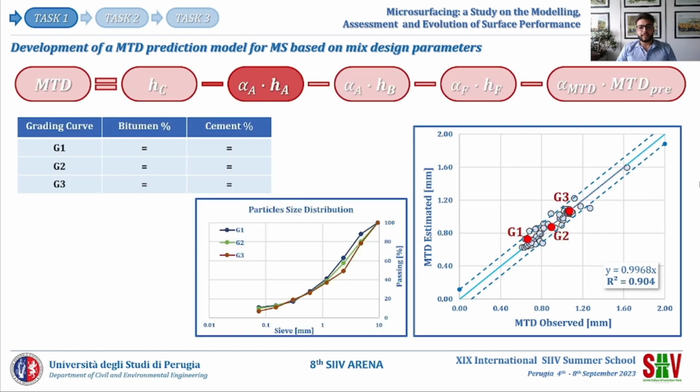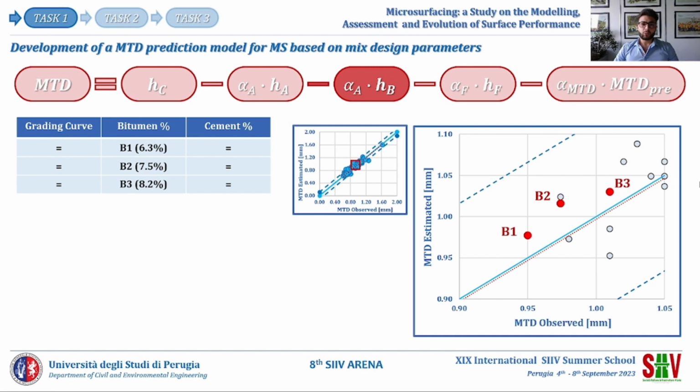Here I provide an example of how the model works. Among the data, three mixtures with different grading curves: G1, a dense curve, G2, a middle fuse, and G3, an open curve, with the same percentage of bitumen and cement. The more open the grading curve is, the higher the estimated macrotexture. The same can be said for the residual binder content, fixing the particle size distribution and the cement. Anyway, the influence of the bitumen is lower than a change in the grading curve.